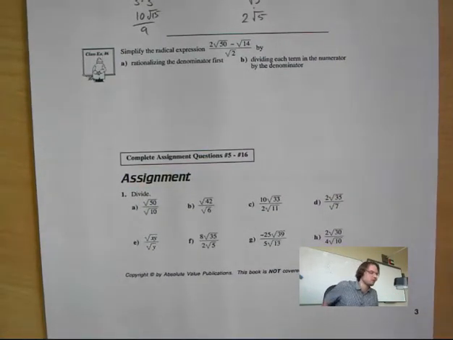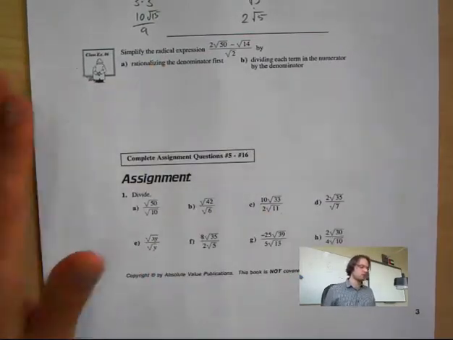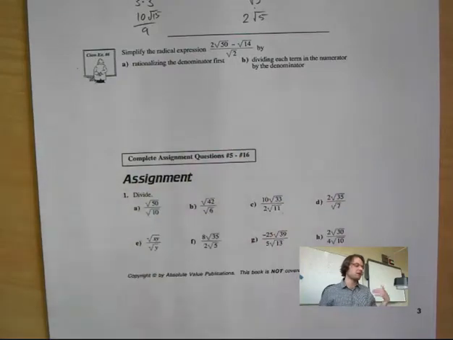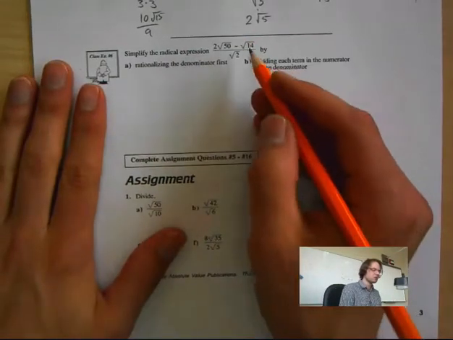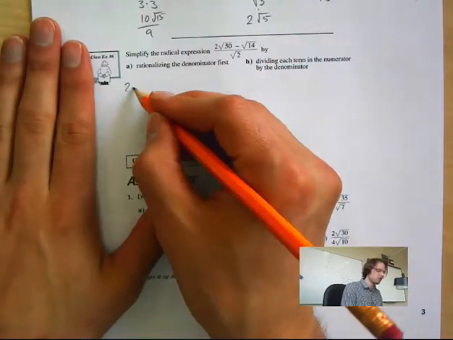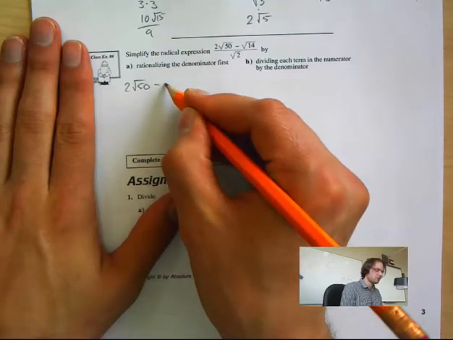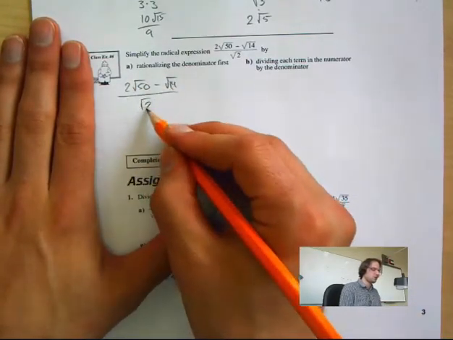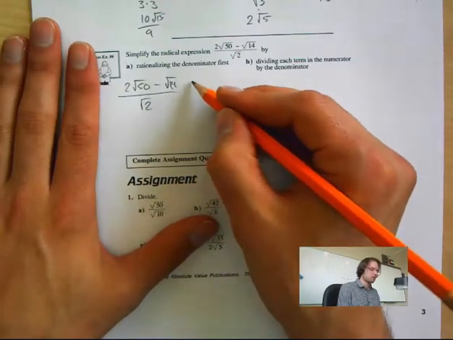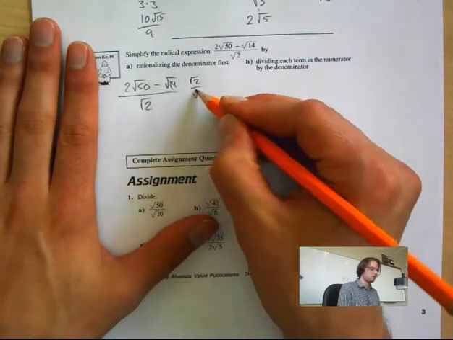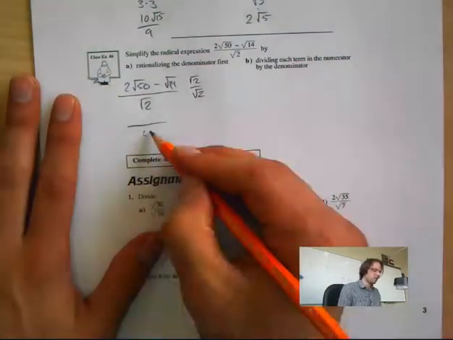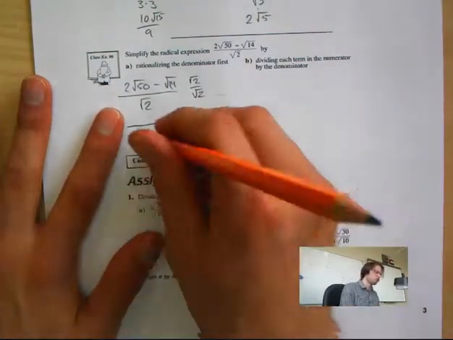Okay, last question. It says, simplify the radical expression by rationalizing the denominator first. And the next one says, by dividing. So first we're going to rationalize the denominator first. So I'm going to get 2 root 50 minus root 14. And we want to rationalize. So that's root 2. Multiply everything by root 2 over root 2. Okay? Well, I'm going to get it all over, oops, sorry, all over 2.